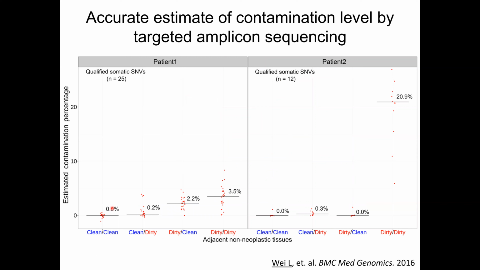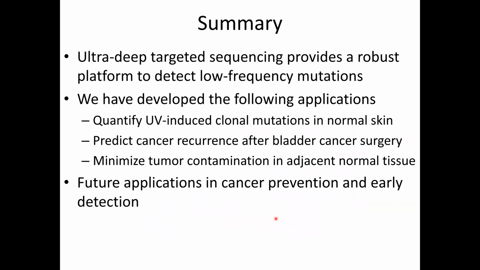And in both patients, the clean was found to have no tumor, but the dirty had the highest level of tumor contamination. The take-home message is, if you have to use adjacent normal tissue as control, try to use a clean collection procedure. So just to summarize, ultra-deep targeted sequencing provides a robust platform to detect low-frequency mutations. We have developed 3 applications in different areas, and there could be future applications in cancer prevention and early detection that remain to be explored.